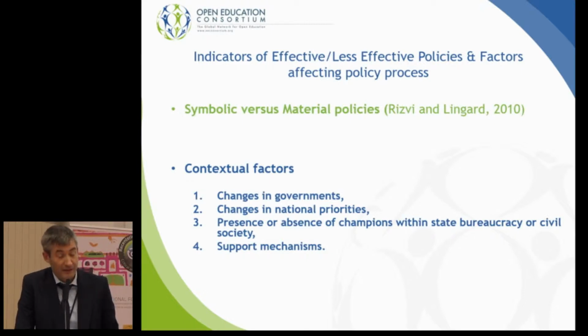But then there are other factors that have an effect on the success of policy initiatives over time, or whether or not policies are adopted or implemented. And this is a range of contextual factors. This could include things like changes in governments, right, or changes in national priorities. The presence or absence of champions who are located either within the state bureaucracy or civil society, who are in a position of influence, who are either advocating for policy initiatives or who were advocating for policy initiatives. And then also the availability of applicable support mechanisms. So all of these factors, and there are others, can have a significant effect on whether or not policies are adopted, implemented, or on the overall success of policy initiatives over time.